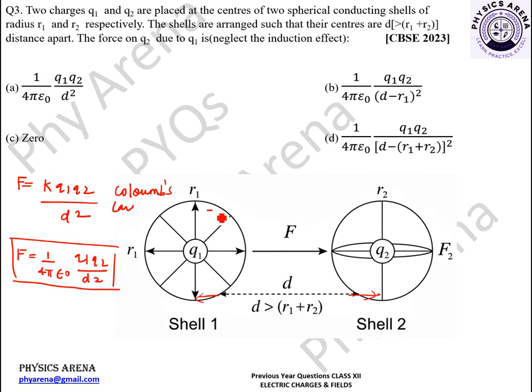It would have created minus q1 here, and the same charge plus q1 is distributed on the outer boundary. Similarly, it will create minus q2 here, and plus q2 is distributed on the outer boundary. The effect of all these four charges on this q2 will be in such a way that their combined effect will be 0. So the total force acting on q2 will be k q1 q2 upon d square only. So hence option A is correct.